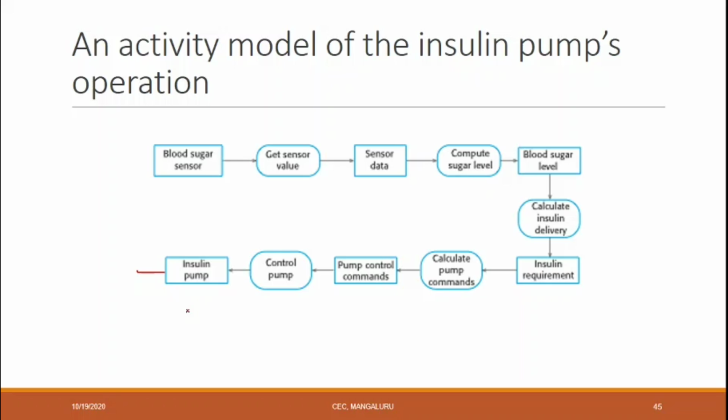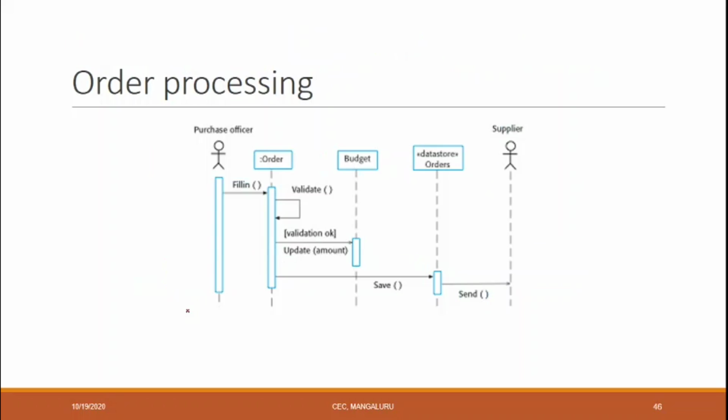So we will see the order processing activity diagram for the insulin pump operation. You can see here purchaser officer, orders, budget and data store orders. So these are the objects of the insulin operations.